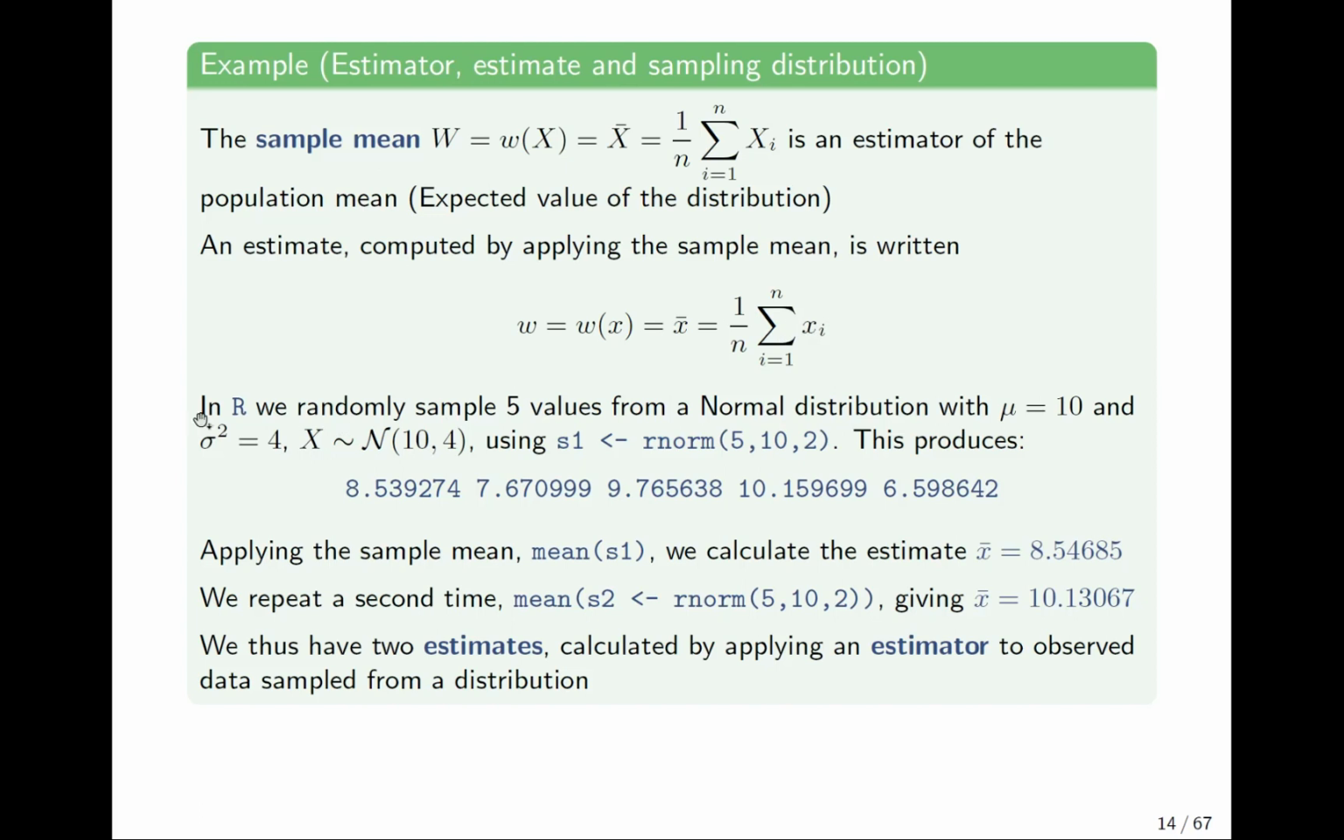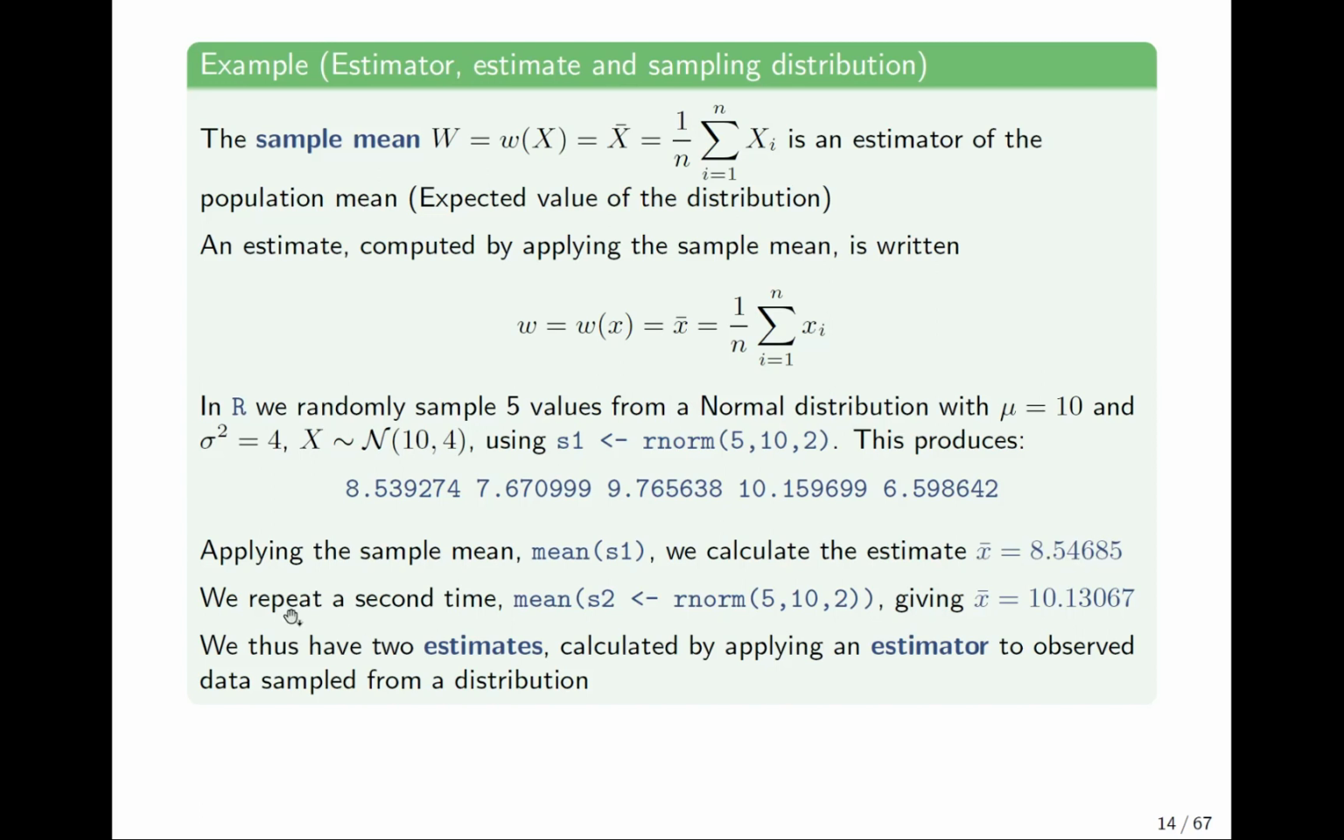So in R, we randomly sample 5 values from a normal distribution, which we specify with a mean of 10 and a variance of 4. We just use this code here: give me 5 values from a normal distribution with mean 10, variance 4. That produces those numbers. Applying the sample mean, we just calculate the average, this expression here, applying it to those data, and that gives us an estimate of 8.54685.